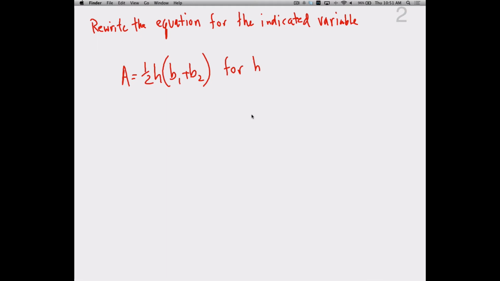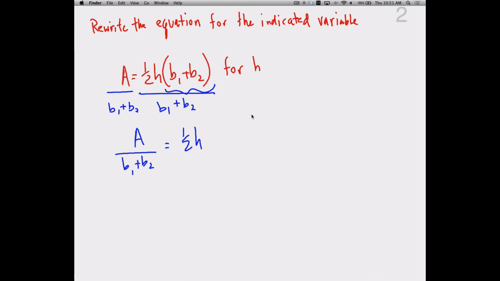What do you got? Would you divide by B1 plus B2? Not a bad place to start. Treat this as one big thing and divide both sides by that quantity. So this becomes A over the quantity B1 plus B2 is equal to 1/2 H. Almost there. Then what? Would you multiply by 2 over 1? Beautiful. Multiply by 2, or the reciprocal, if you will. And therefore, h is equal to 2a divided by b1 plus b2. Well done.